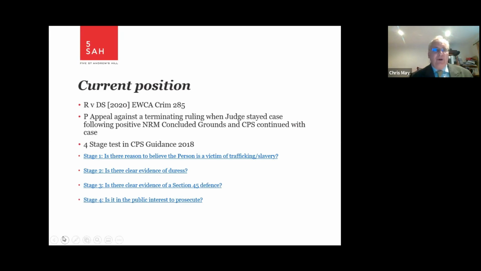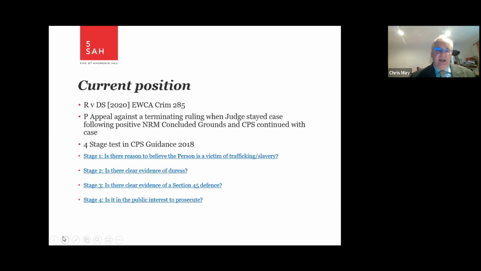So let's move on, please, because at the beginning of this year, in February, the court, in a very important case of DS, looked at the position as to the scope of the jurisdiction to stay on the grounds of abusive process when the CPS continued with a case following a positive NRM concluded grounds decision.